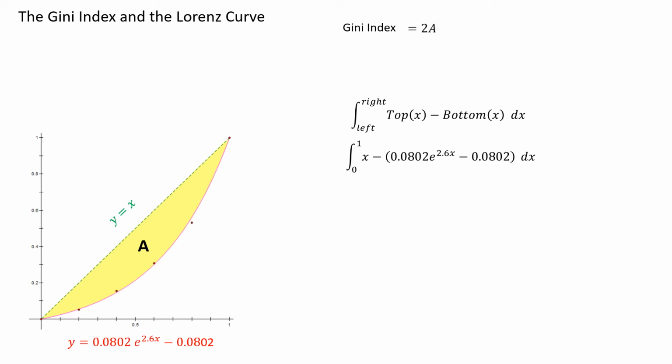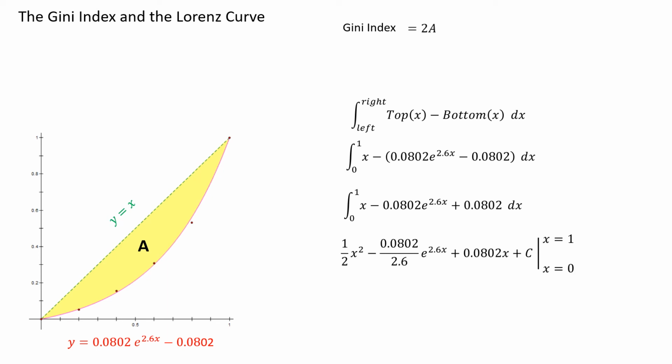Now let's go through the mechanics of calculating this integral. First, I distributed the negative sign, and then I integrated term by term, because if you're integrating a 3-term function, you can integrate one at a time. So I found the antiderivative of each term. By the way, it's worth pausing to note here that for the middle term, I used a u substitution, u equals 2.6x, to get that.